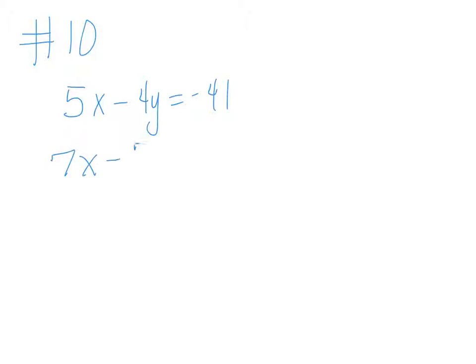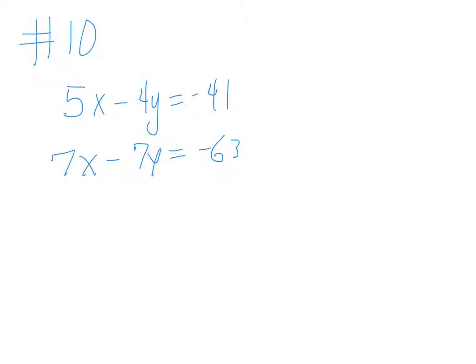Problem number 10. It says solve the system of equations algebraically. Well, here you can use either the substitution method, elimination method, Gaussian method, or matrices method. What I'm going to do is go ahead and use the elimination method. The problem is 5x minus 4y equals negative 41, and 7x minus 7y equals negative 63.